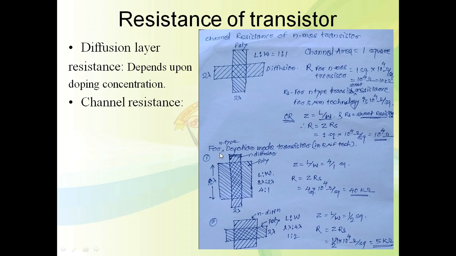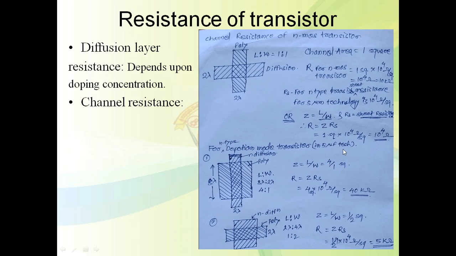How do we find the resistance of an n-type depletion mode transistor in 5 micrometer technology? Both are n-type transistors, and the resistance depends upon the length to width ratio, whether it is a depletion mode transistor or an enhancement mode transistor. You know the equation R is equal to Z into RS. Here it is the depletion mode transistor, the length of the transistor is 8 lambda and the width is 2 lambda. Therefore length to width is 8 lambda divided by 2 lambda, which is equal to 4 to 1. So Z is equal to L by W, which is 4 to 1.